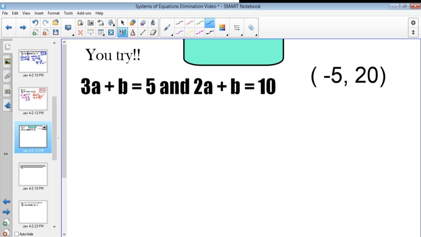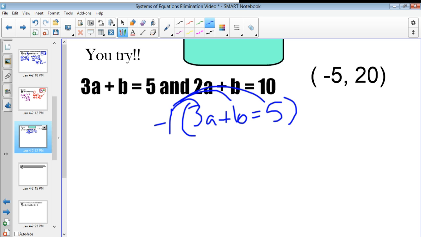So I'm going to go crazy. I'm going to write this one over here. So I'll go 3a plus b equals 5. And I'm going to distribute the negative 1 from here, just in case you always want to just distribute the negative 1 to the bottom number. It's always going to work out. So I distribute the negative 1 to everything, and that'll give me negative 3a minus b equals negative 5.